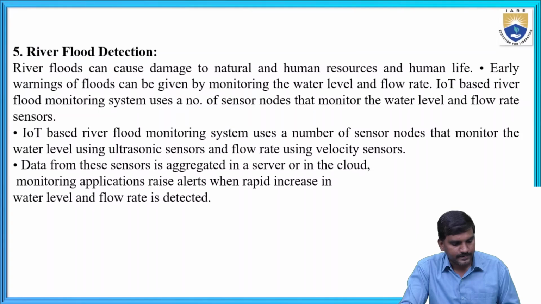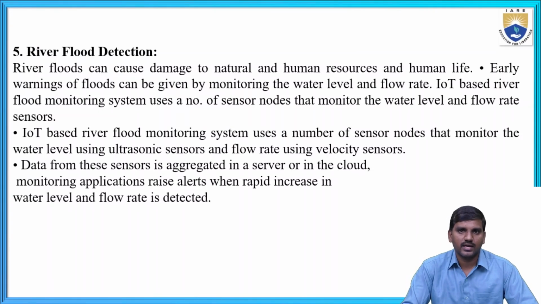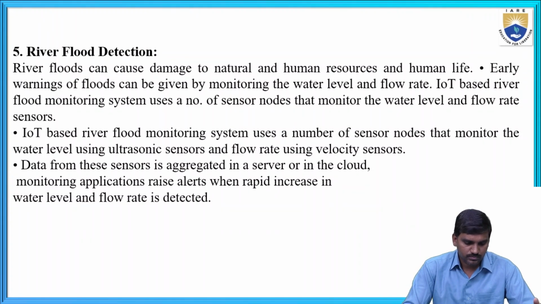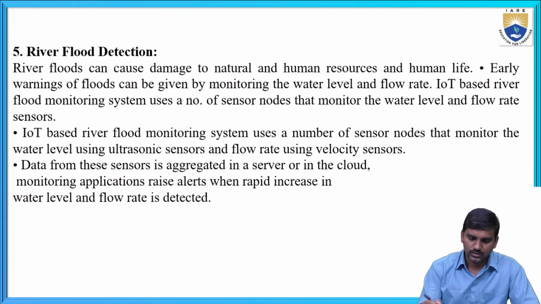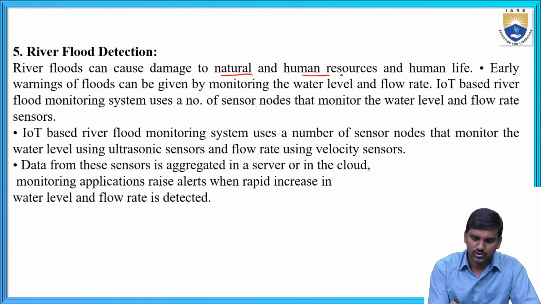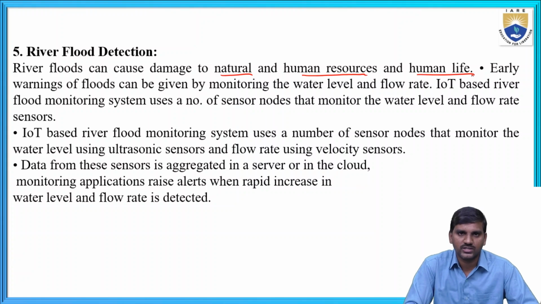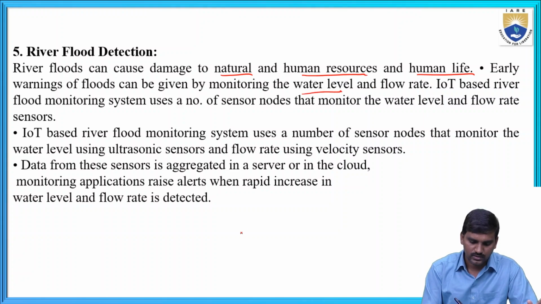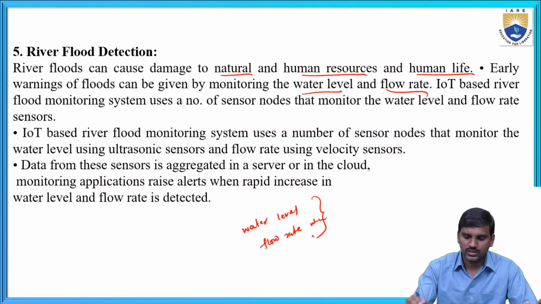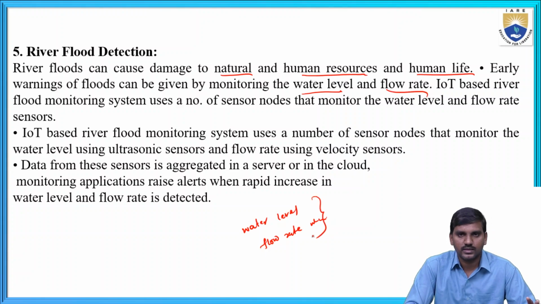And river flood detection. Floods can be harmful to human life also, and can damage natural resources and human life, like forest fires. Early warning of floods can be given by monitoring the water level. Here the input parameters are water level and flow rate of water. So these are the two input parameters recorded by the river flood detection system.